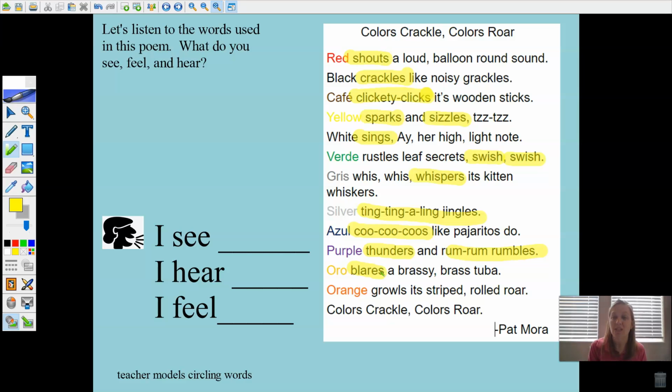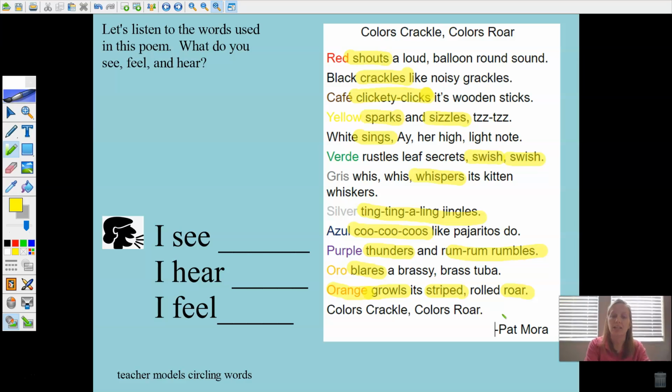Orange growls, it's striped, rolled roar. Now, when I hear growls, I think of an animal. When I hear the words striped and roar, I can see in my mind a tiger, which is striped, and I can hear his roar. And I know that orange, I can see that. Now, I did not say there's a tiger, but when it says orange, growls, striped, and roar, bingo, I can hear it, I can see it, it's a tiger.